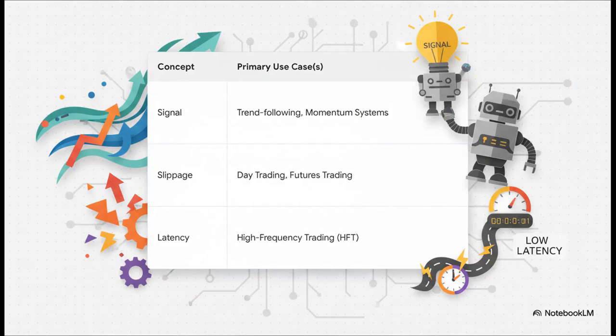And what's really important to see is how the priority of these things changes. For our slow, trend-following bot, the quality of the signal is everything. That's all that matters. But for a high-frequency trading bot that's making thousands of trades a second, the only thing that really matters is minimizing latency.